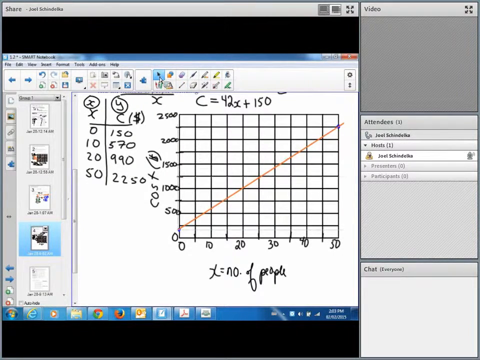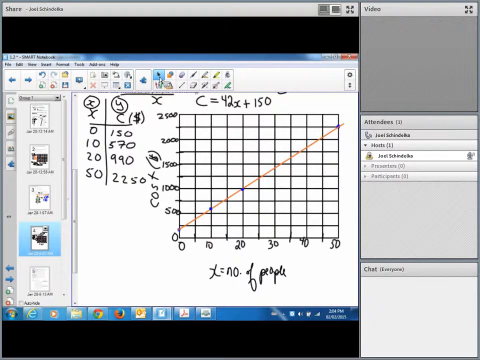Now you can double check though. I'm going to take my 10 and see, does that fall at about 570? By Jove, it does. 20, does that fall at 990? On this graph, it's hard to tell the difference between 1,000 and 990. That looks right. There you go.